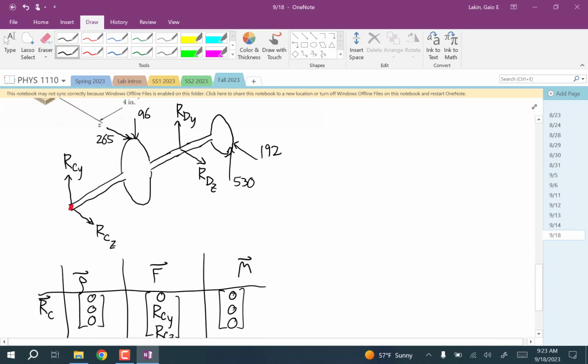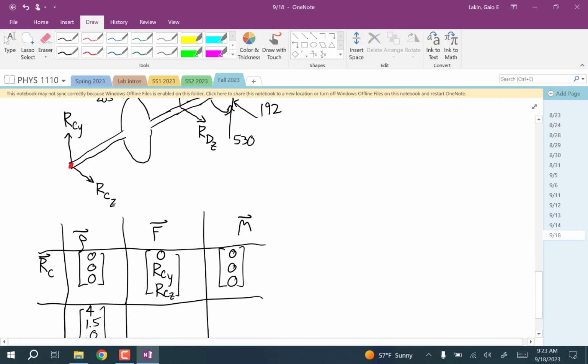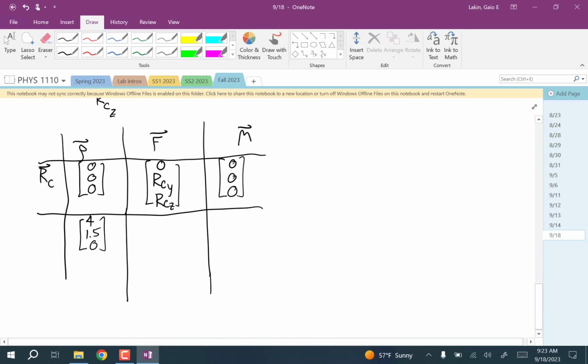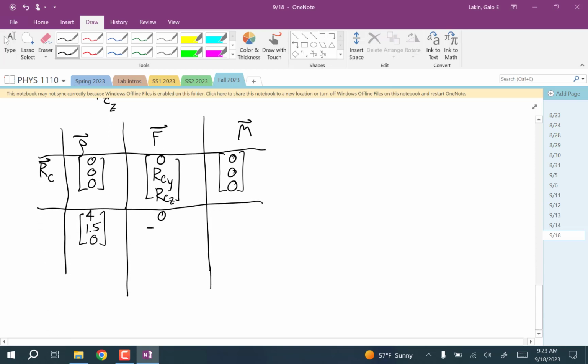And since those two forces are acting at the same spot, we can think of it as a single force. You can always do that just to save a little writing. So we have 0 in the x direction, negative 96 in the y direction, 265 in the z direction. So 0, negative 96, 265.